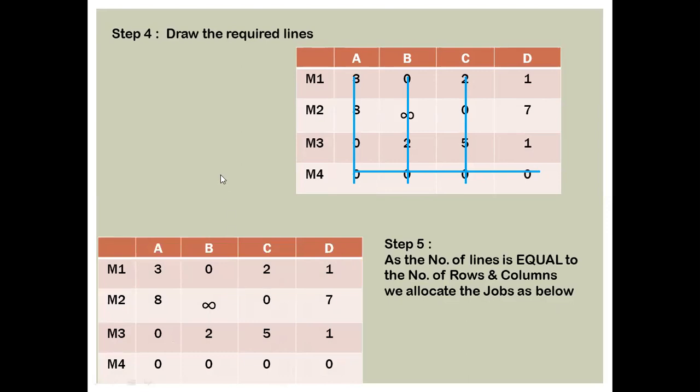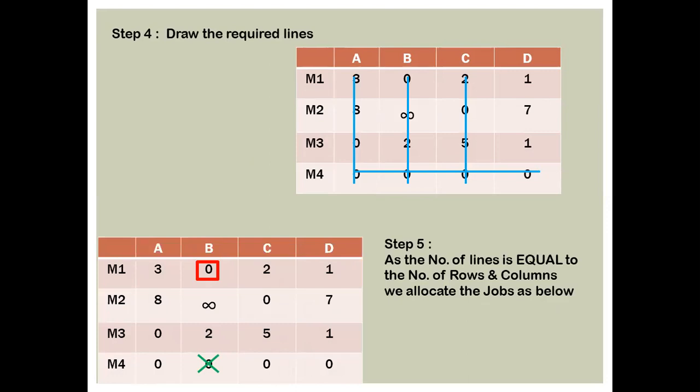For allocation, you should always start with the rows having 1 zero. So in the first row, I've got a single 0, so I'll put that in a box. When you're assigning the jobs row-wise, you have to see that in that particular column, if there is any other 0, it should be cancelled. Moving on to the second row.